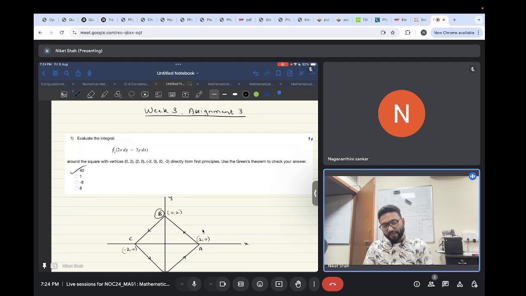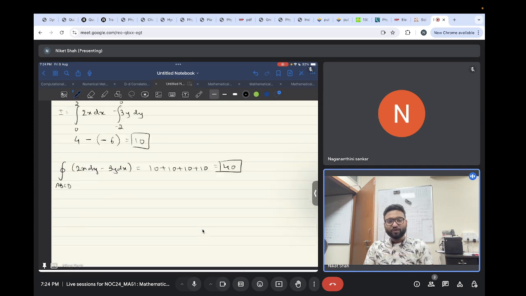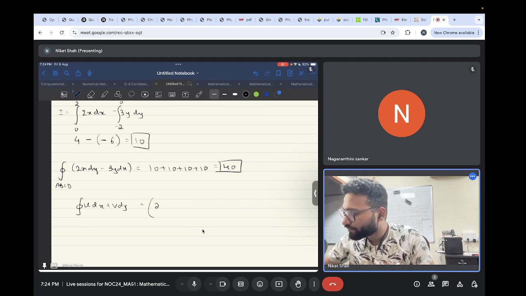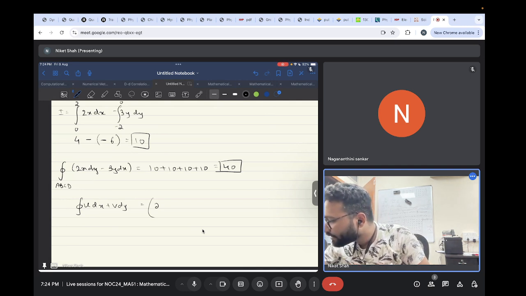We now have to use Green's theorem to check this answer. Okay, so what does Green's theorem say? If I have a function of the form u dx plus v dy and it has a contour integral over some contour, so that can be written equivalently as, it's del u by del y. I think I just confirm that.